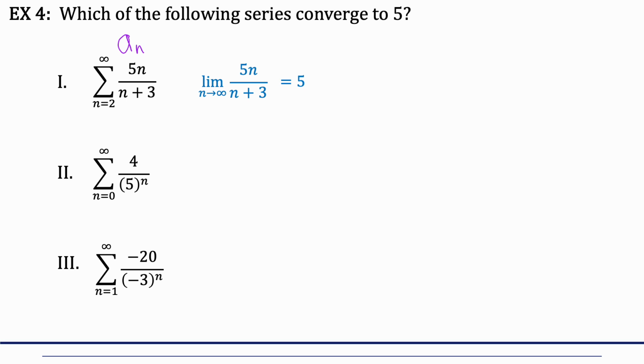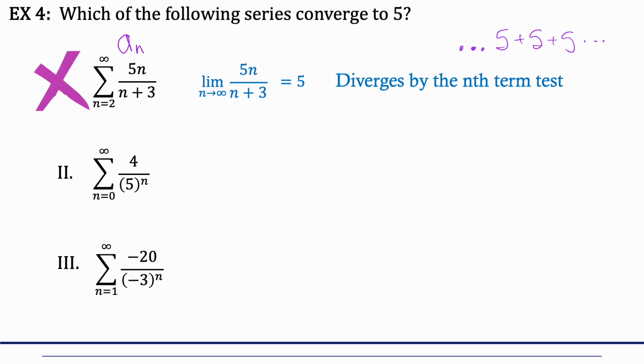No, it does not. As n approaches infinity, the terms approach 5. So this diverges by the nth term test. Because basically at the end of this series, we're going like 5 plus 5 plus 5 and so on. And that series just grows and grows and grows. So no for that one.